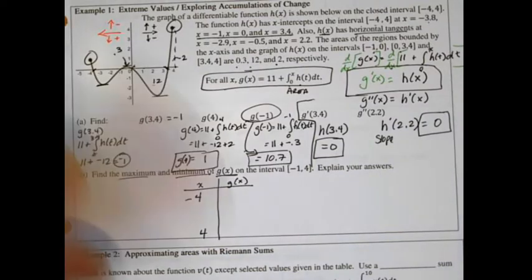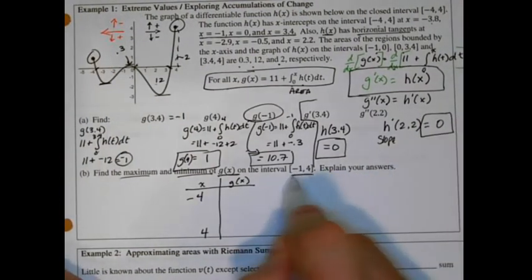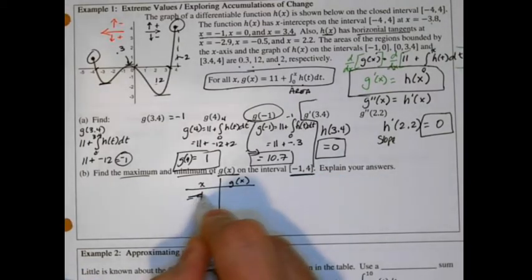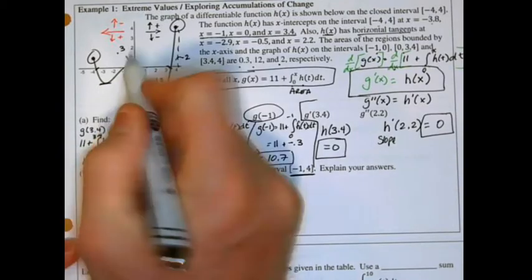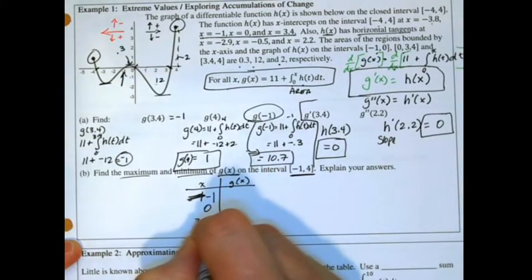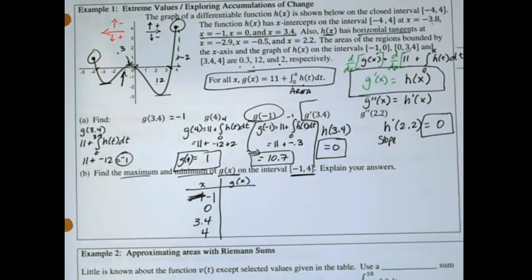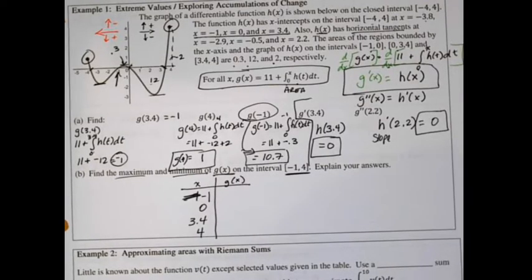We need any of the intercepts. Oh, I'm sorry. Watch this. Sorry. That's not -4. That's -1. So we don't have to include this one. We include 0 and we include 3.4, and why we include those are the critical points. We don't include 2.2. That's not going to give us anything because we don't have an area.